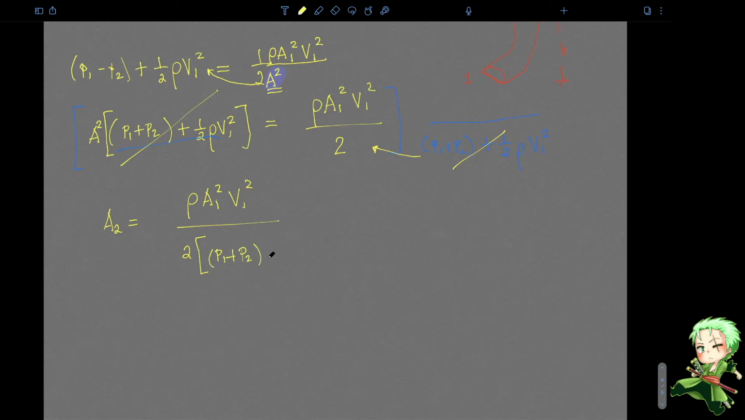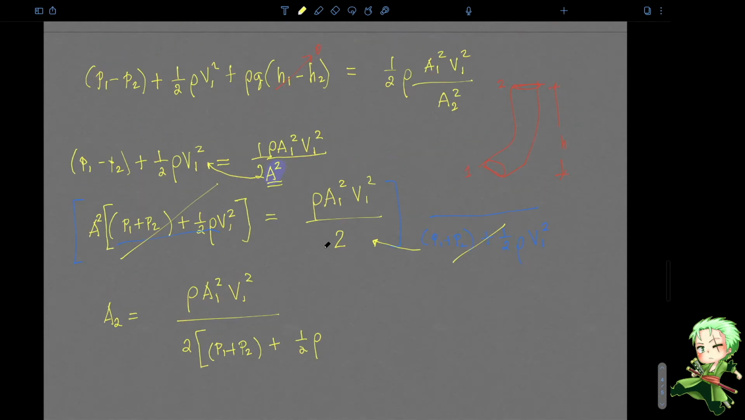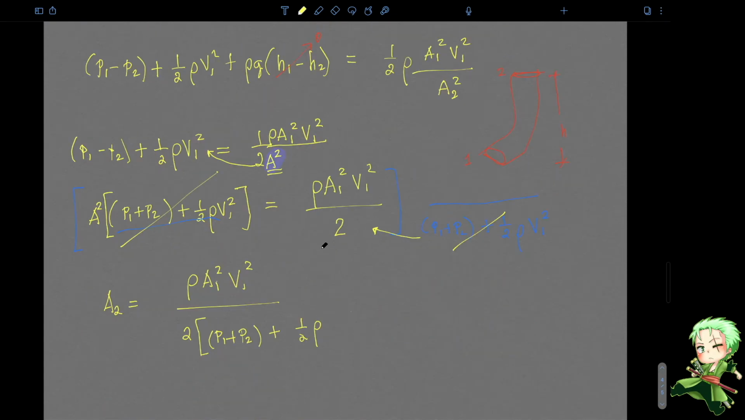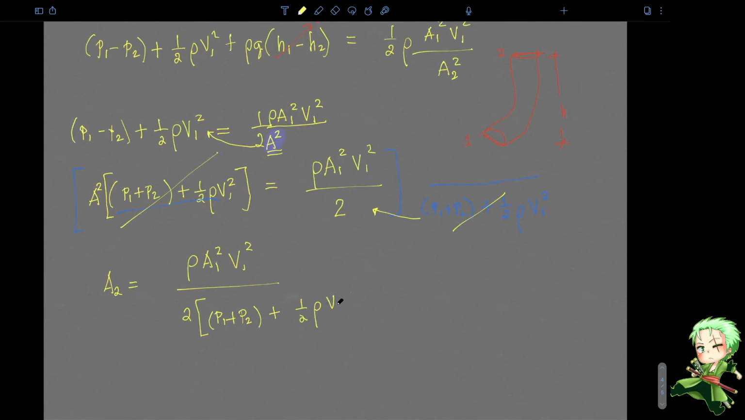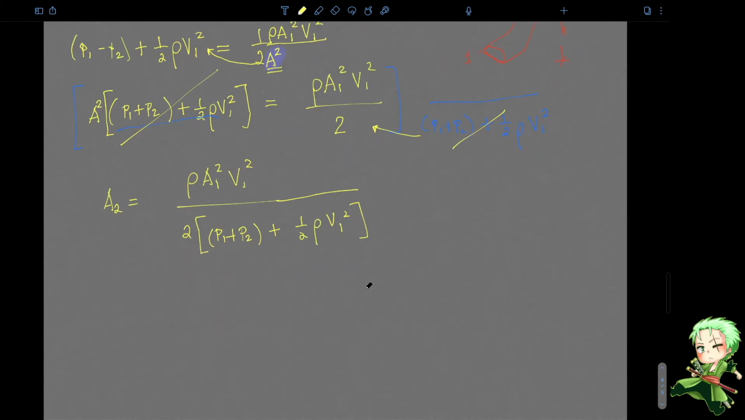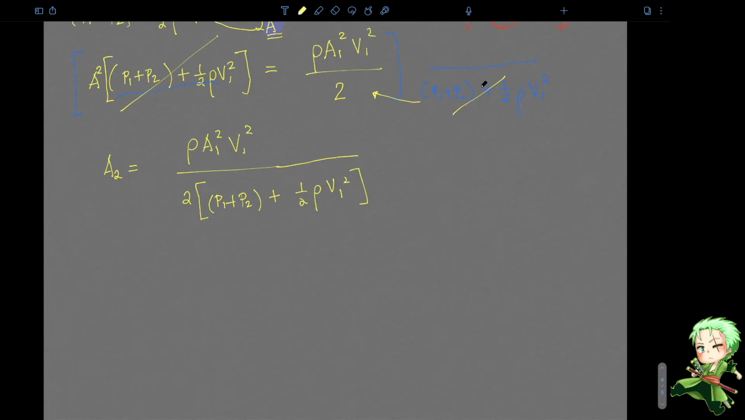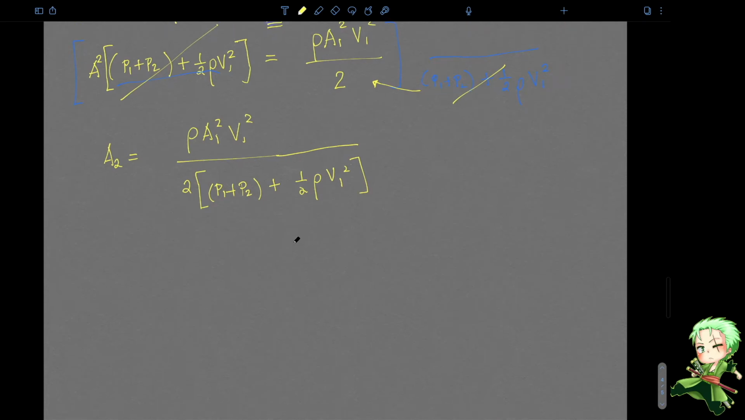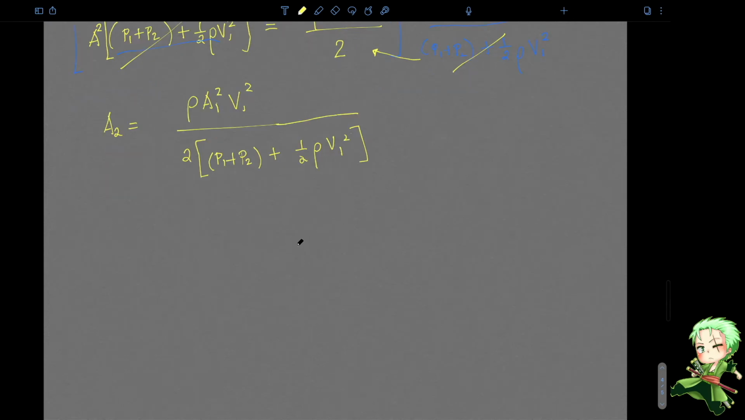1 over P1 plus P2 plus 1/2 rho. Let me just check. Okay, that's right, 1/2 rho V1 squared. That is what is left of the equation when we multiply both sides by 1 over P1 plus P2 plus 1/2 rho V1 squared. Okay, so this is looking good.